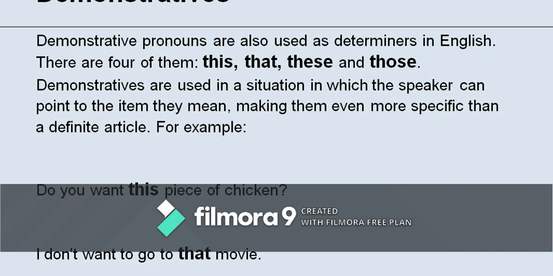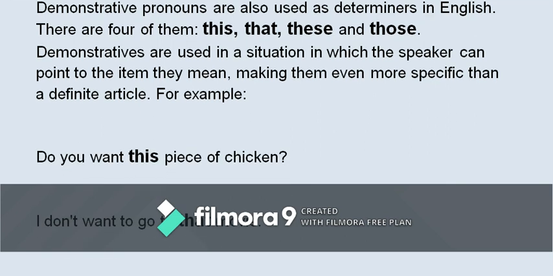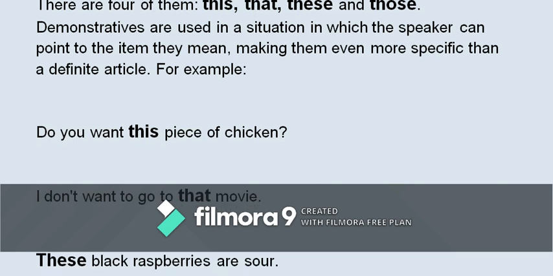Over here, when you're pointing to some object and you say this, it is used for something that is close to you, and it is also used for something singular in nature. For the things which are closer to you, which are many in number, you use these.